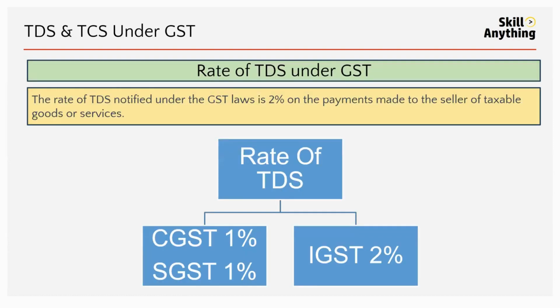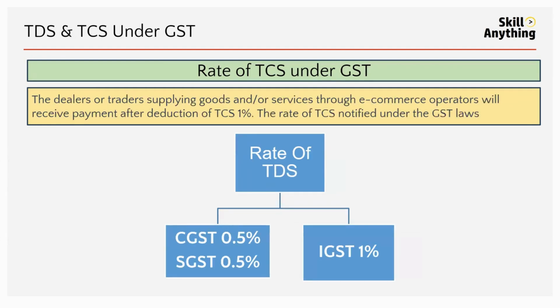Rate under GST: the rate of TDS under GST is 2%. For CGST and SGST it is 1% each, and for IGST it is 2%. And the rate of TCS under GST is 1%: CGST 0.5%, SGST 0.5%, and for IGST it is 1%.